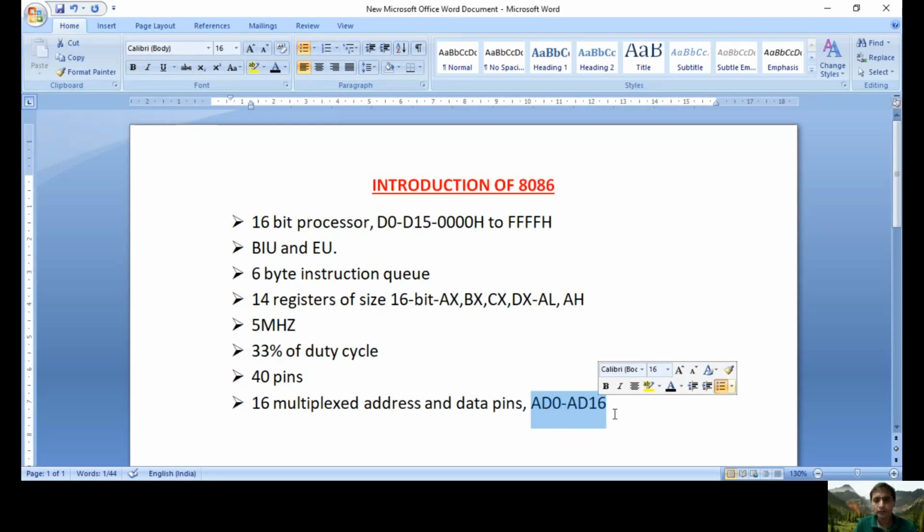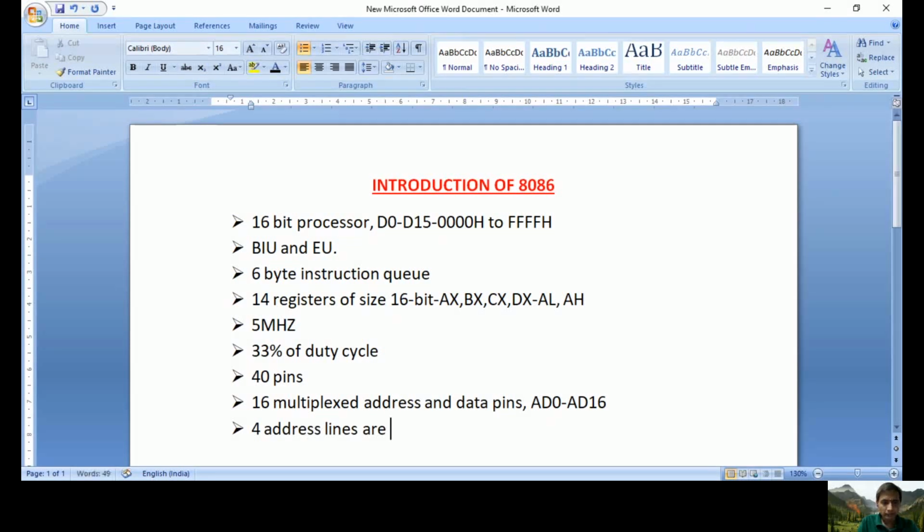And 4 more address lines are multiplexed with status lines.